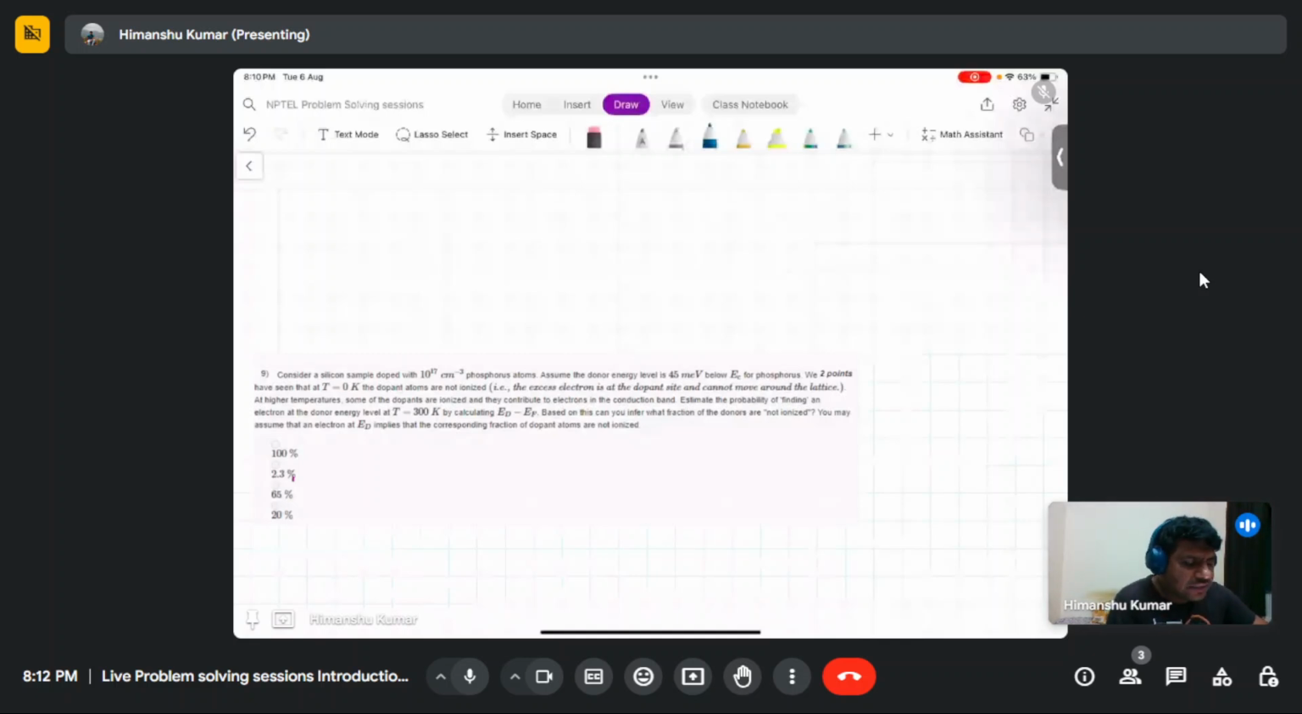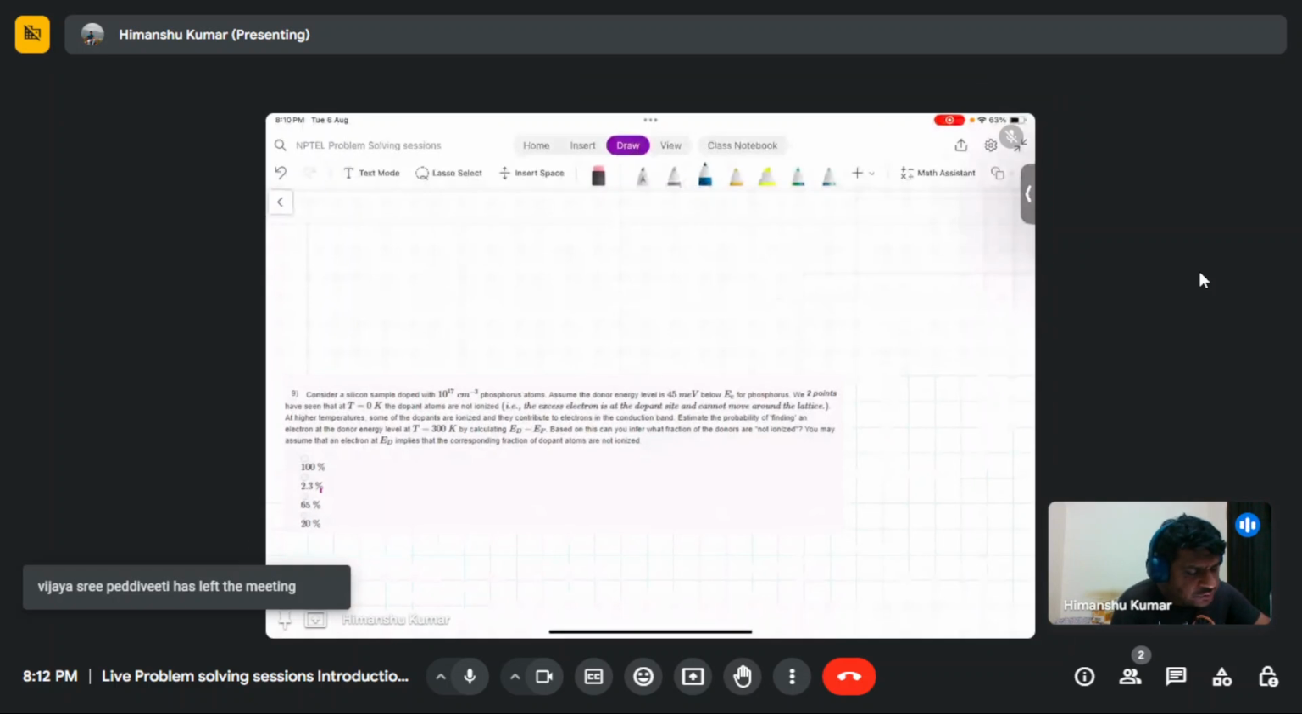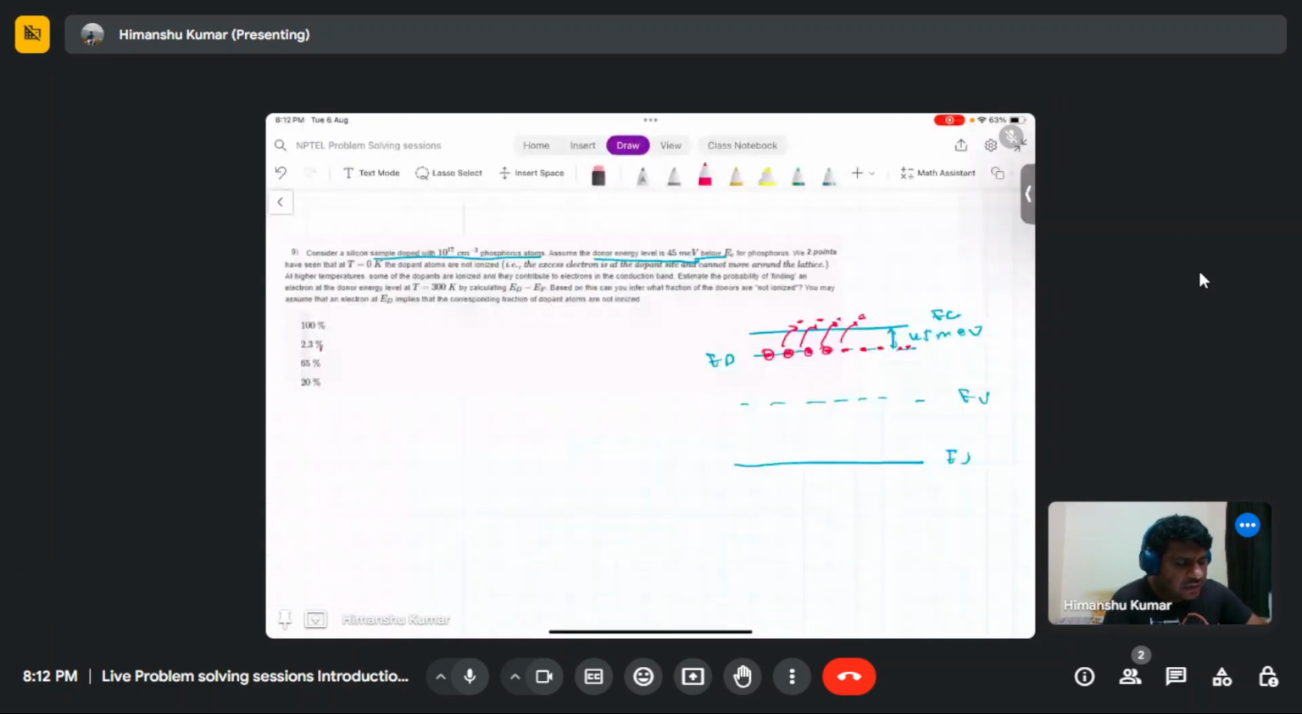So depending on the temperature, in most cases we make the assumption that ND, the number of ionized dopants, is full. Basically, the number of electrons donated by these dopants is approximately equal to ND. But here that is not the case. We need to calculate how much the dopant energy level is, and how much fraction of the dopant can be ionized.